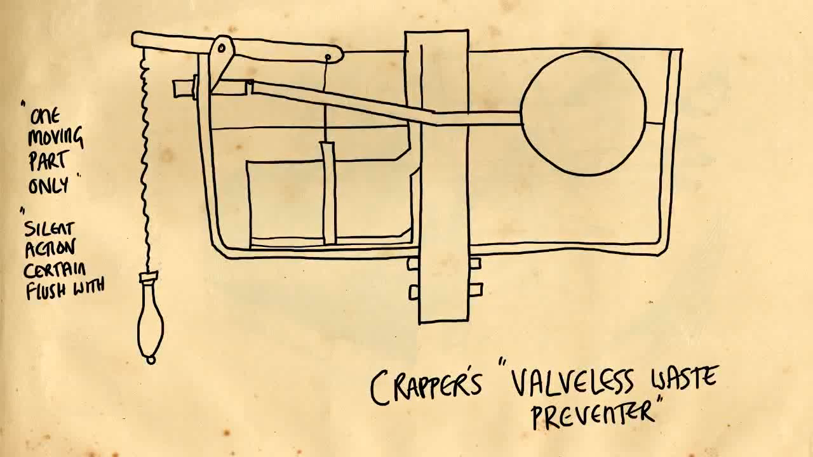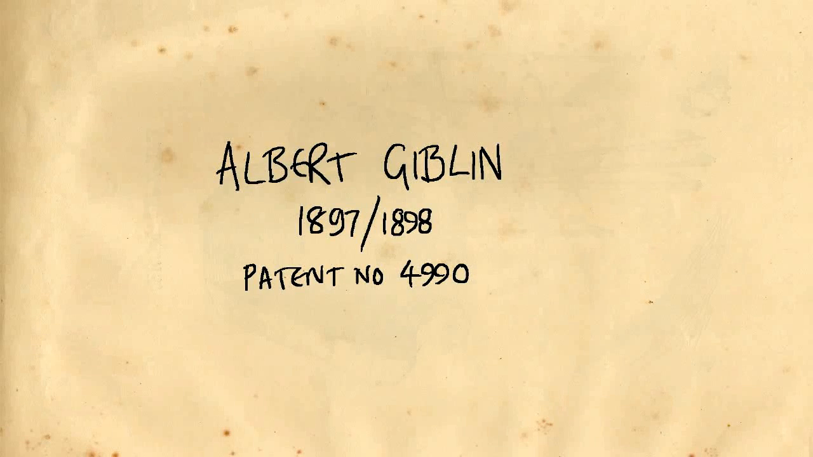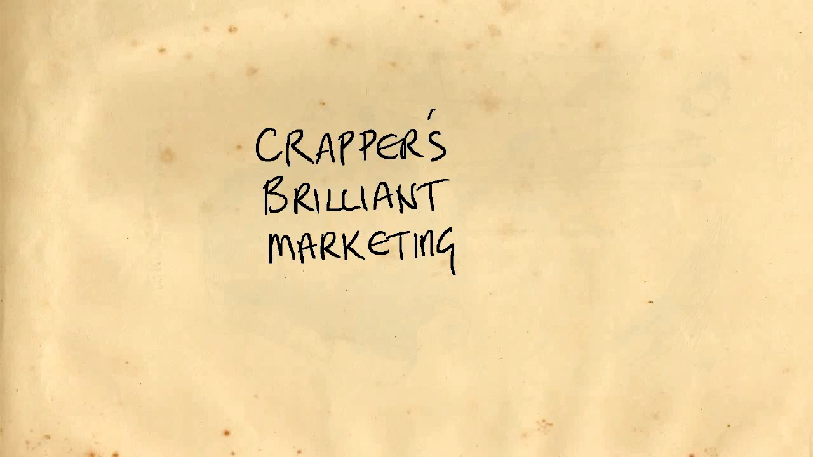which was the S-bend, which uses a little bit of water to trap foul smells coming back up from the sewerage system, and to speed up and reduce the amount of water used when flushing. This was not, it seems, his invention. This belonged and was patented by a man called Albert Giblin in 1897, though Crapper was certainly marketing something that seems like Giblin's invention in the 1880s.